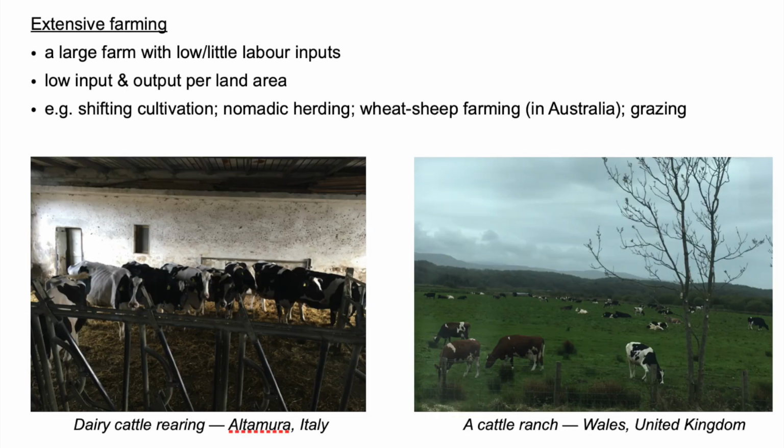Extensive farming is the total opposite. We have a very large farm with low input and output per unit of land because it's so big. So, for example, pastoral farming or livestock rearing or grazing usually would be extensive farming because you need such a large farm or pasture land to let the livestock run around.